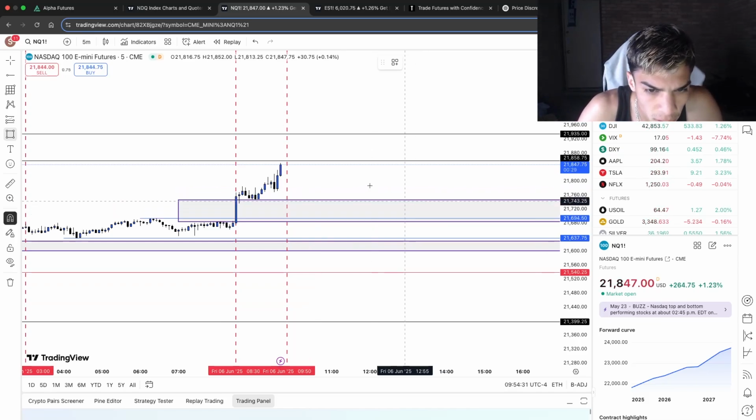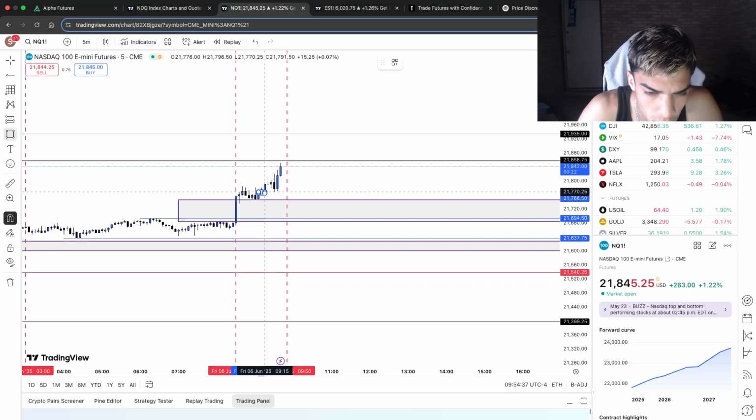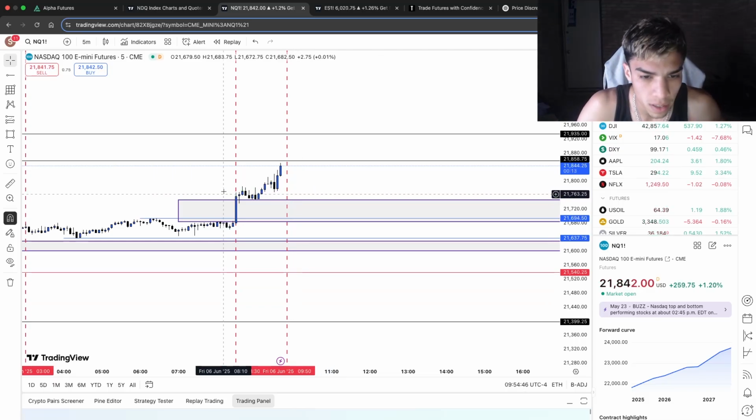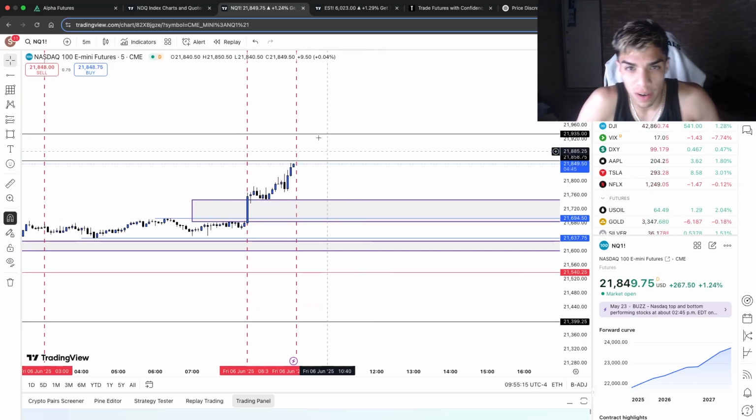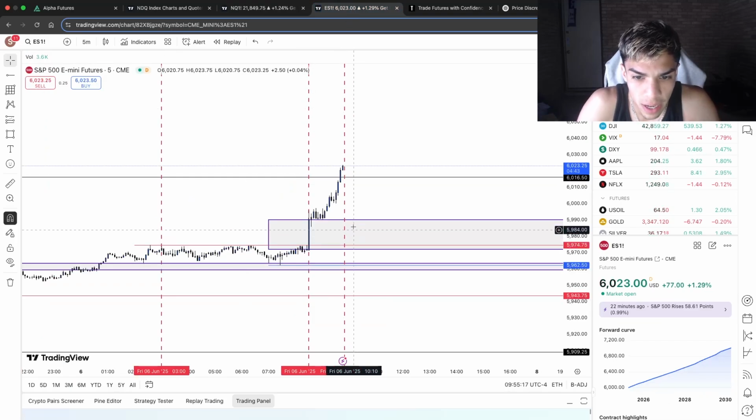Is there any inverse fair value gaps here? No, right? I didn't see any. But I see a fair value gap right here. A little one. It's super small, so you can't even see. Nah, that one's hard to see. This one's kind of... No, let me see over here. Damn, what the hell?